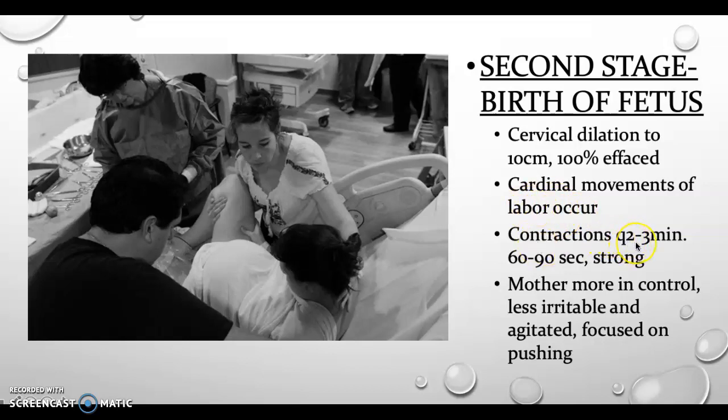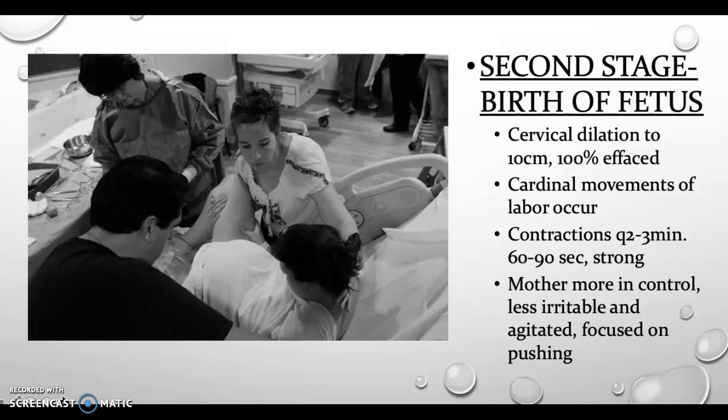Contractions should be every 2 to 3 minutes, lasting 60 to 90 seconds. And at this point, the mother feels more in control because she can actually do something about the pain. She can push with contractions. She's focused on pushing, and it's not as stressful and anxiety-ridden as the first phase when she's in that transition and she's having those intense contractions. There's nothing that she can do about them. So this is an interesting point to make.